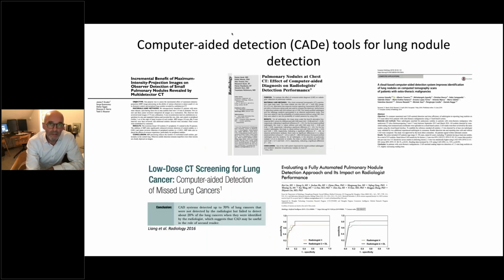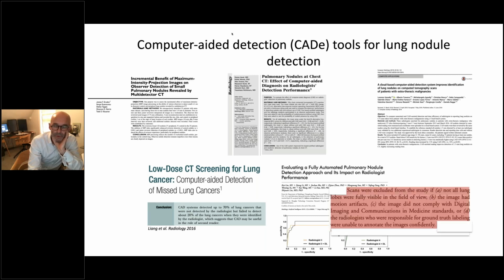We know that there is a lot of interest in detection of pulmonary nodules using algorithms, and I've just given a list of stuff here. But if you look at the bottom right, which was one of the most recent papers, they excluded scans if all the lung lobes were not visible in the field of view, the image had motion artifacts, the image was not suitable for DICOM, or the radiologists were unable to completely annotate, i.e. cover around the nodule. In other words, you need to start thinking about when may I use this algorithm and when will it not work.